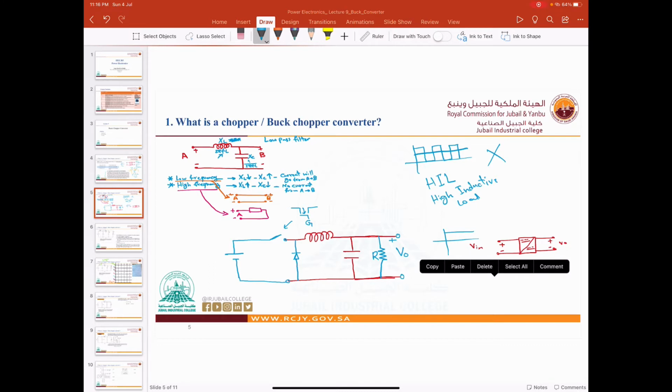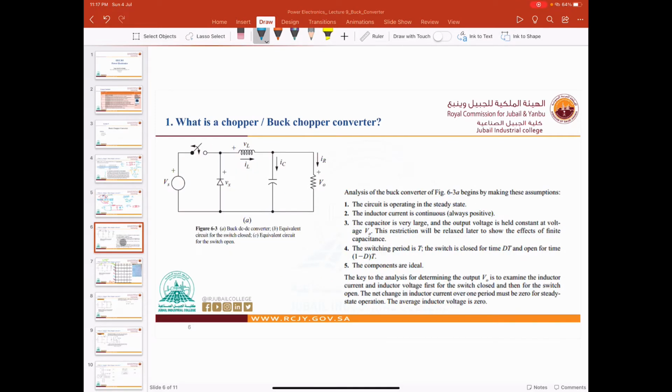What did we add, guys? We added a low pass filter. We added a diode. We added a power MOSFET, and this is VN, and this is V out. VN, of course, has plus and minus here. This is our convention, right? And let's go to see the circuit here. Now, this is our circuit.